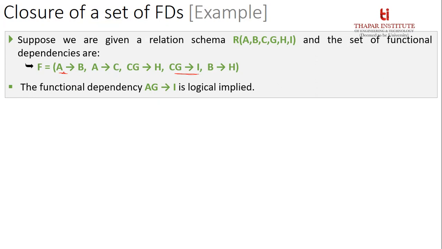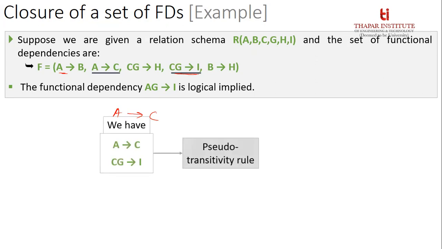देखो, A से आप C पे भी जा रहे हो, और A से B पे भी जा रहे हो, A से अब CG पे कैसे पहुंचोगे? Yes sir, A tends to C, तो फिर AG tends to CG कर देंगे. हाँ, A tends to C है, then we can have AG tends to CG with the pseudo transitivity. लगा सकते हो.